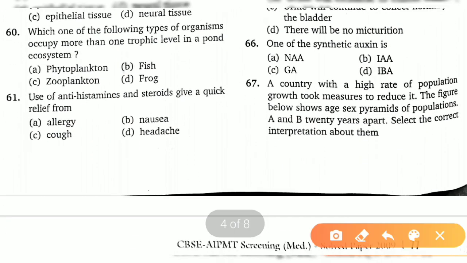Now 66th question. One of the synthetic auxins is NAA, IAA, GA, IBA. So the answer is NAA.